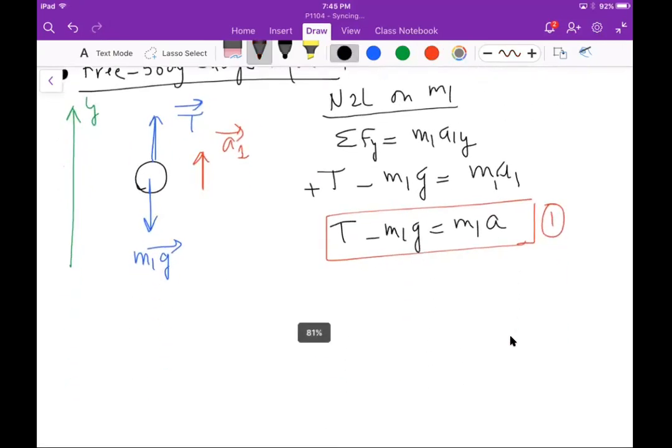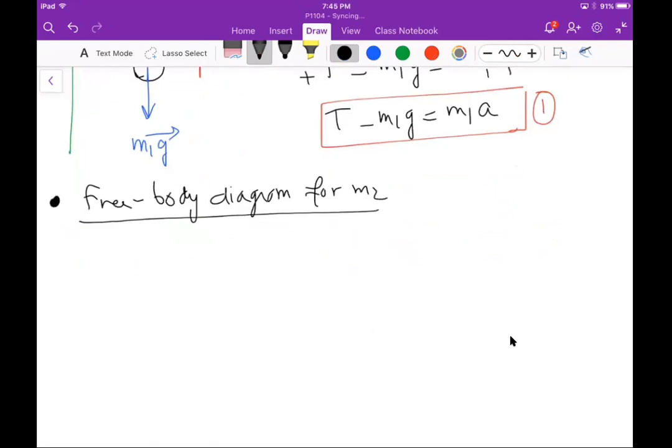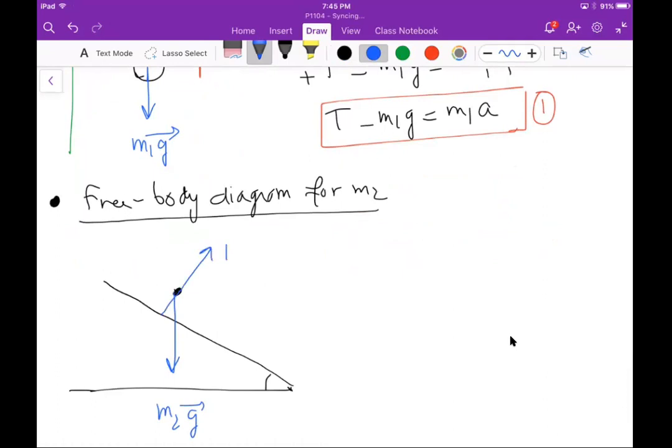Then let's do the same for the mass M2. Let's draw the free body diagram for M2. In this case, it's going to be a little bit different because here we have an inclined plane. So this is the angle theta here. Let's suppose that this is the block, represented by a point. This point has different forces acting on it. First we have the weight M2G. We have the normal force that is exerted by the surface, by the incline, on the block.